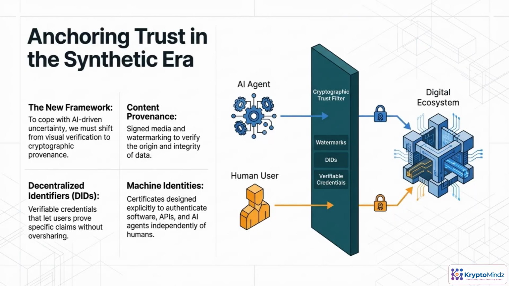In a synthetic era, we can't rely on our eyes anymore. Trust has to move from, "Does this look real?" to, "Can I verify this cryptographically?" Picture a trust filter sitting between every user or AI agent and the digital world. On one side, content arrives with provenance, signatures, watermarks, and audit trails. On the other, people and machines present decentralized identifiers and verifiable credentials. Systems then enforce access based on these proofs, creating an ecosystem where authenticity is checked by math, not intuition.